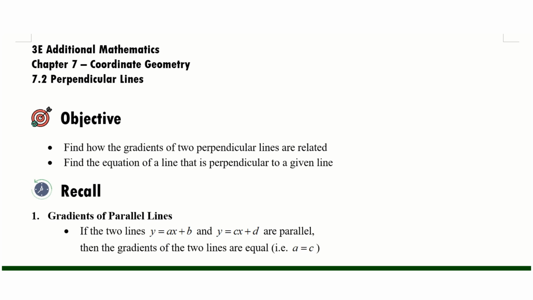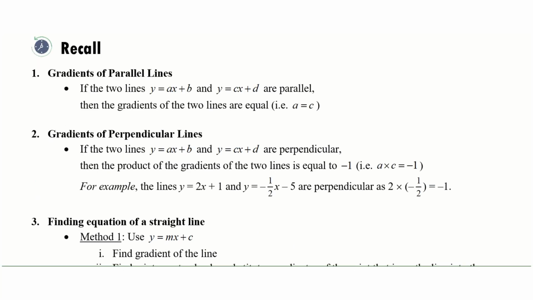Hello everyone, this video is a continuation of chapter 7.2 on perpendicular lines. The objective of this section is to find out how the gradients of two perpendicular lines are related and also to find the equation of a line that is perpendicular to a given line. Let us first take a quick recap of the concepts that we have covered before today's lesson.